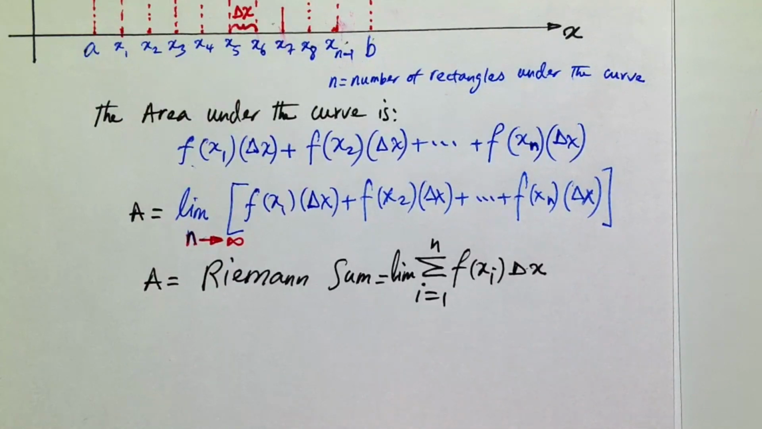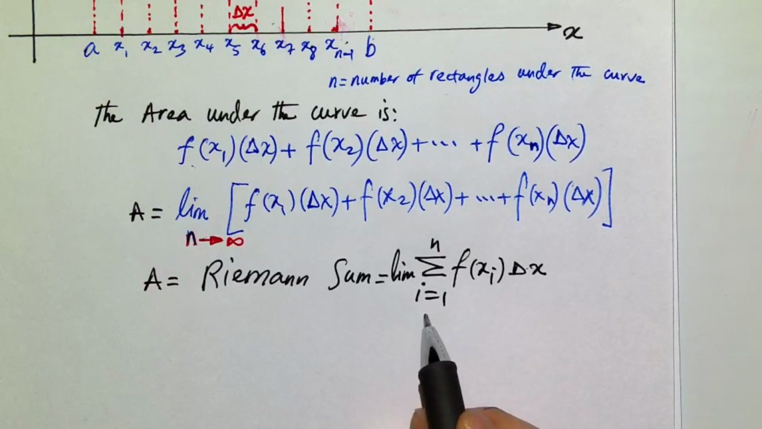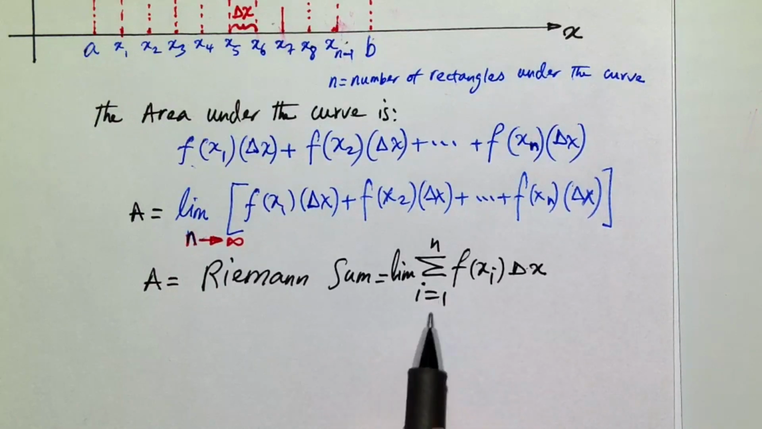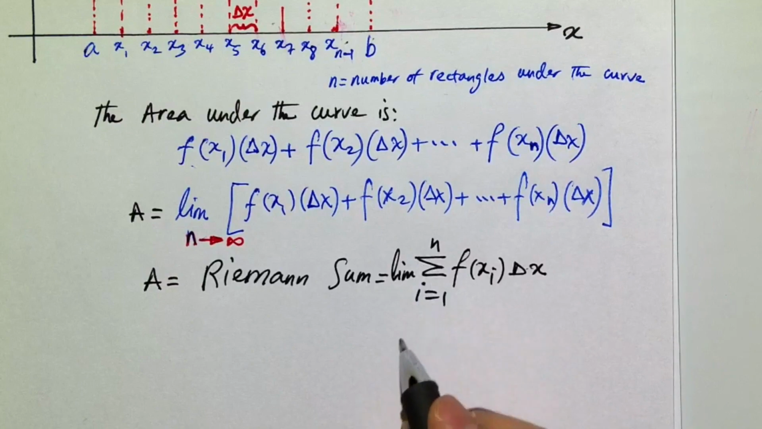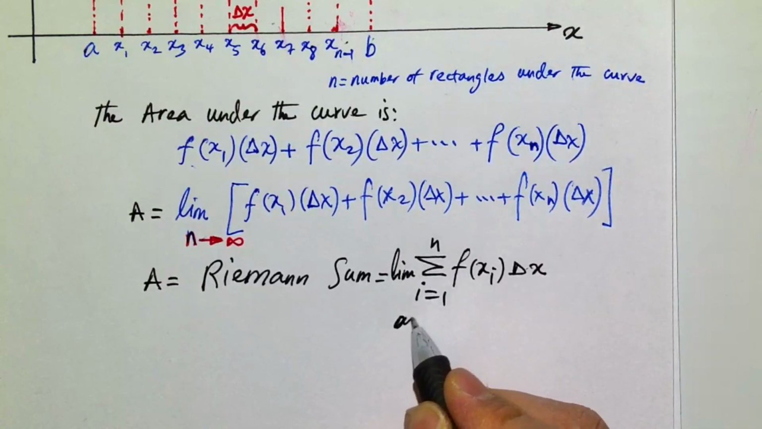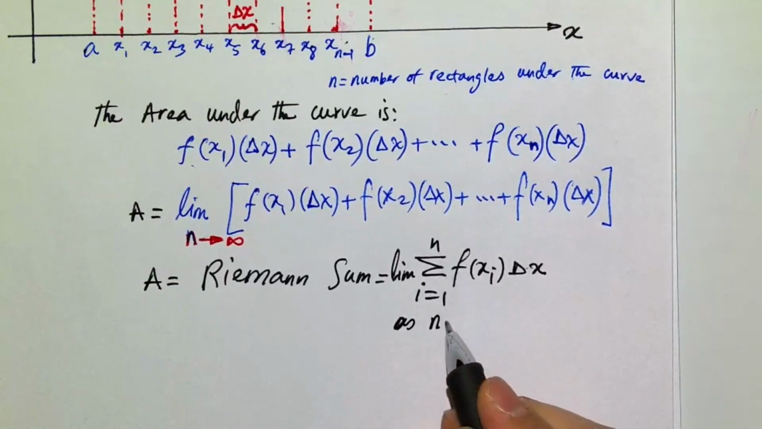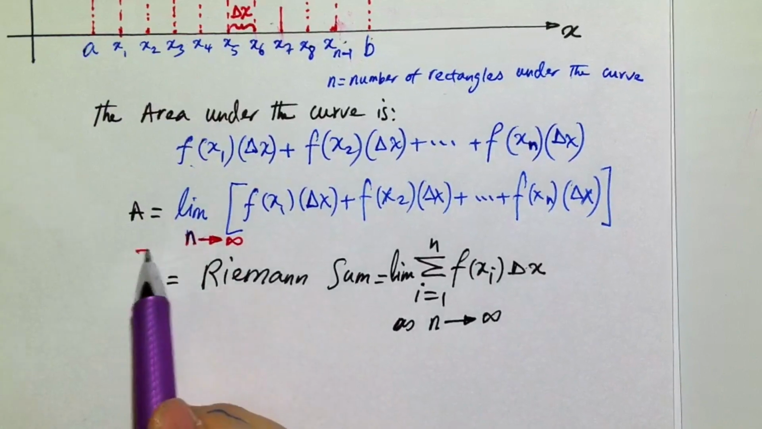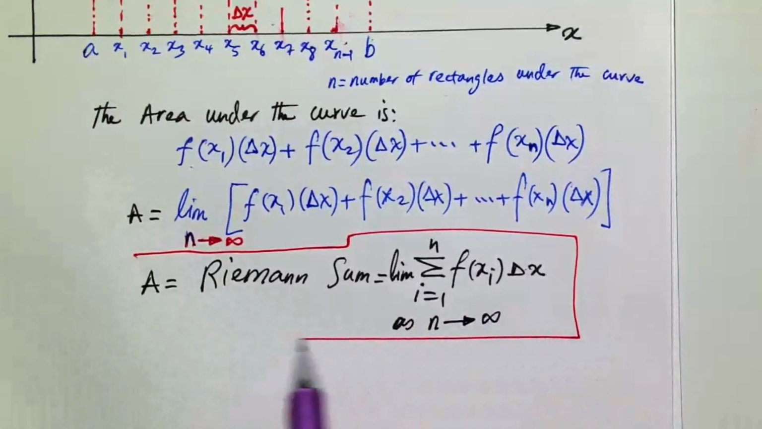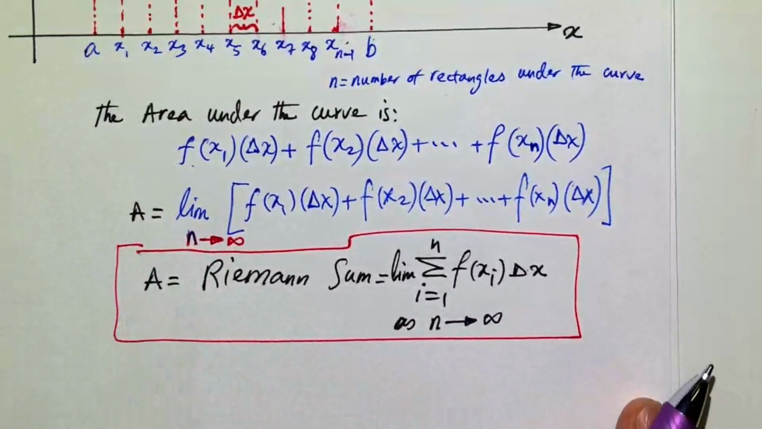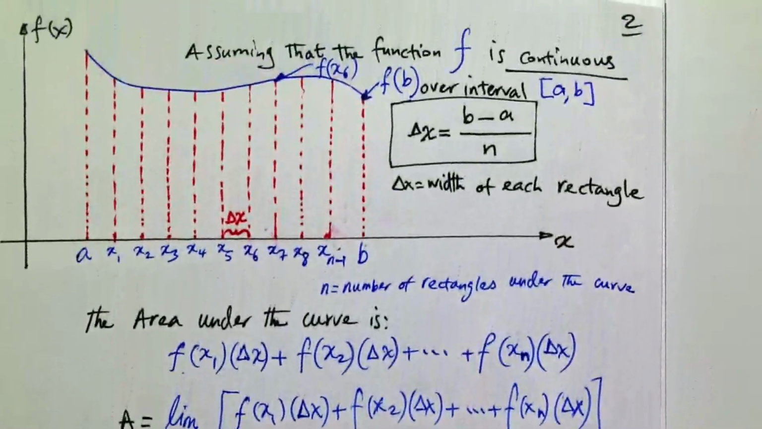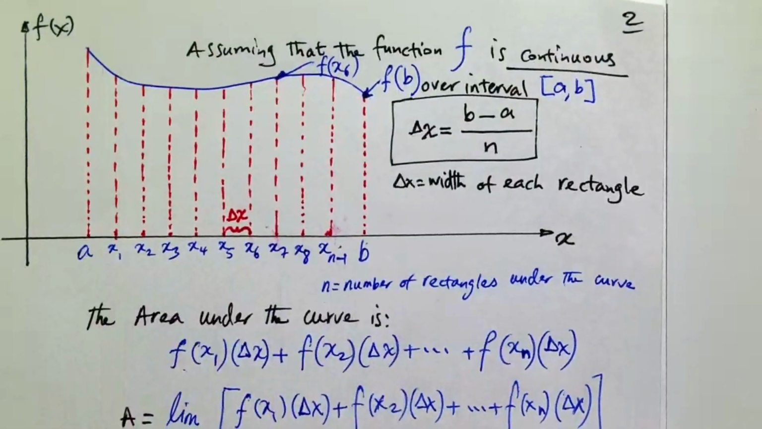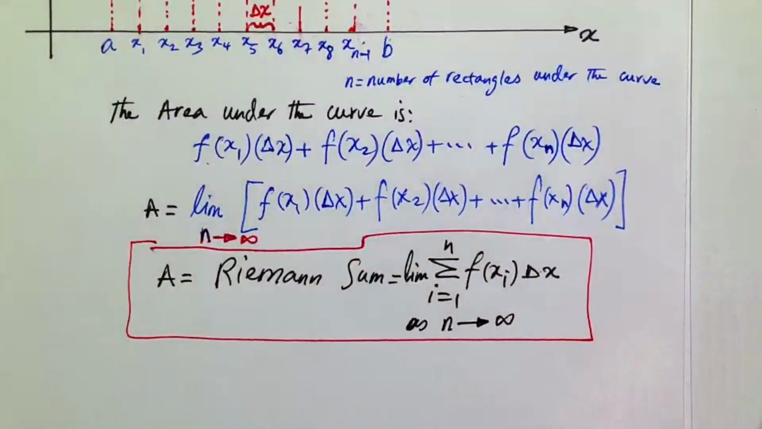And so as n, the upper limit of the sum, goes to infinity. Okay, so that's basically what the Riemann sum is. It takes the number of these rectangles to infinity. Okay.